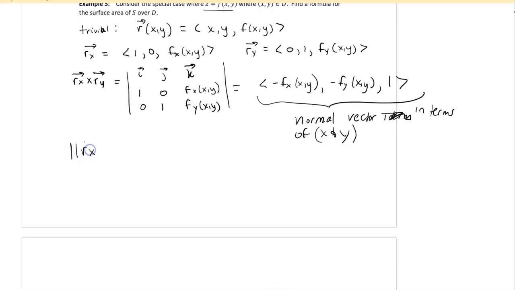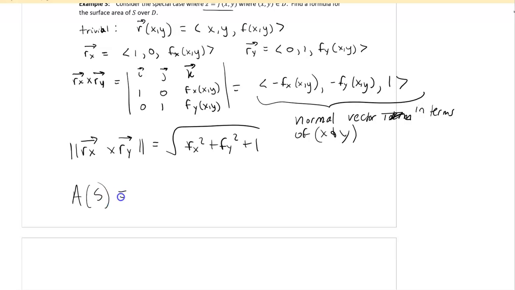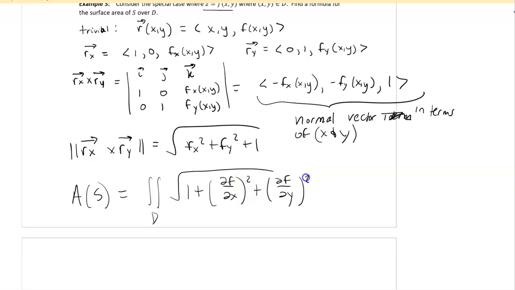We need the magnitude if we're coming up with the surface area. So we're going to take the magnitude of that, which is going to give us the square root of f sub x squared plus f sub y squared plus 1. The negatives will cancel with squaring. So you might notice if we write our surface area formula, that is going to be the double integral over D of the square root of 1 plus del f del x squared plus del f del y squared dA.